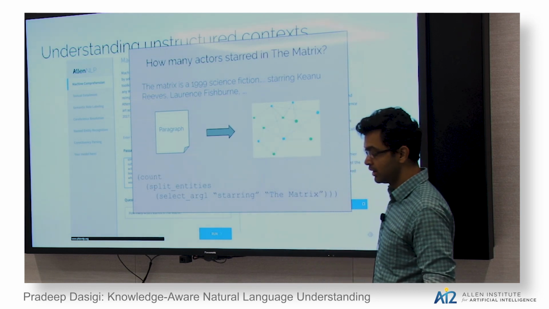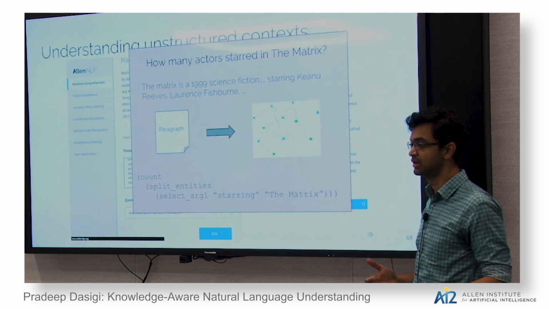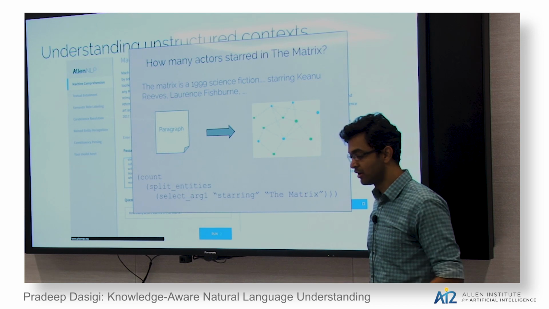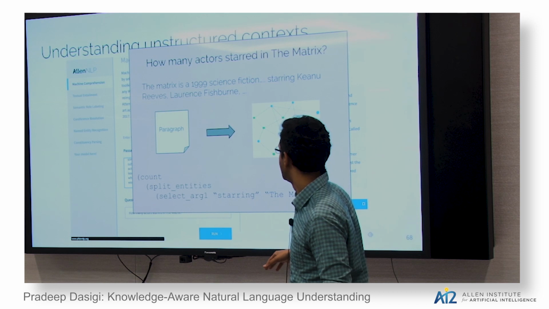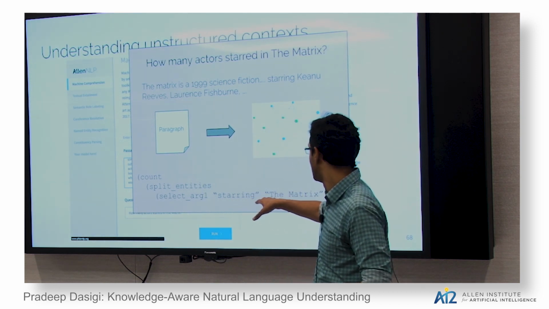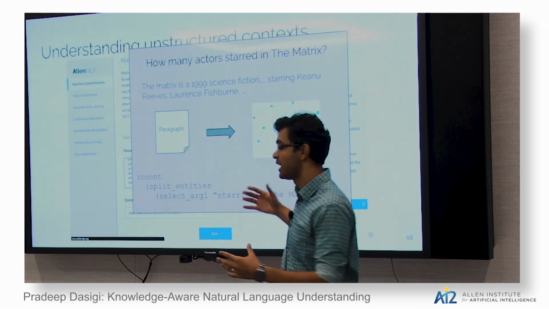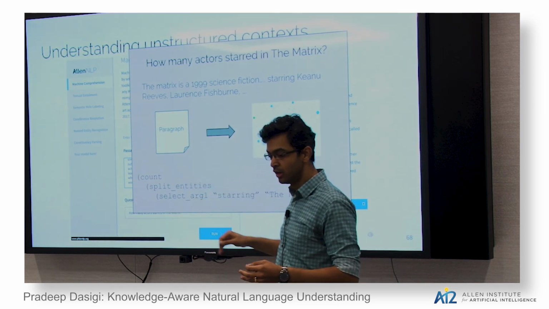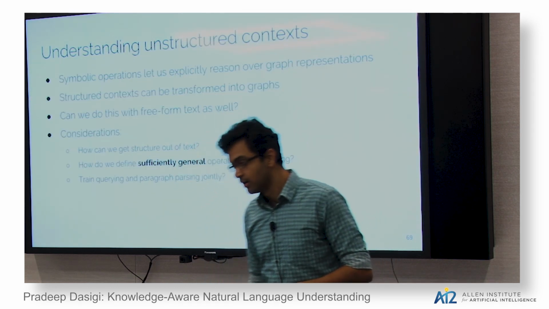One way we can do that is to transform the paragraph into a graph structure and graph representation. We can parse sentences into predicate argument structures or discourse structures defined by the paragraph, and we can maybe perform operations like selecting the argument of the starring relation, where one of the arguments is The Matrix, get the span that is identified, split its entities, and then perform a count operation to answer a question like how many actors starred in The Matrix. So yeah, that would be great if we can do that.